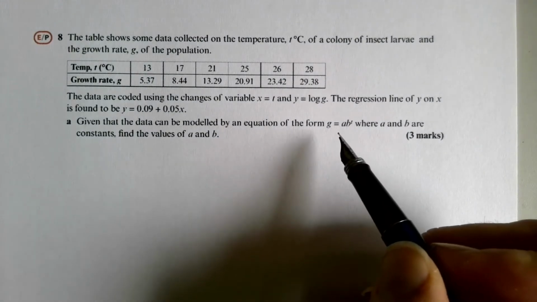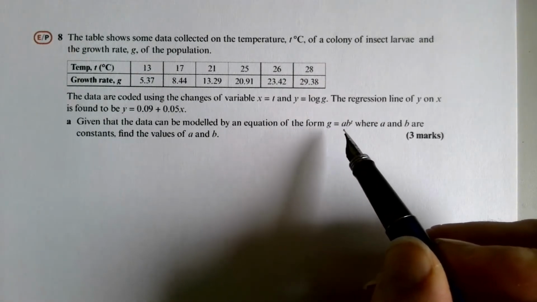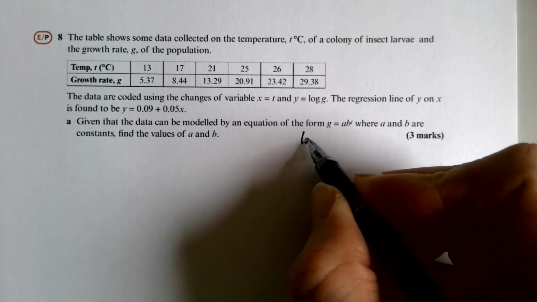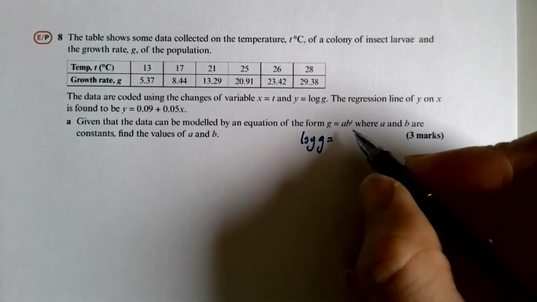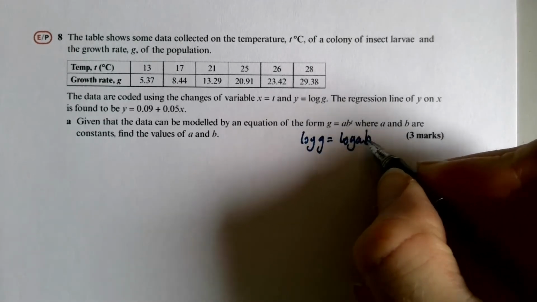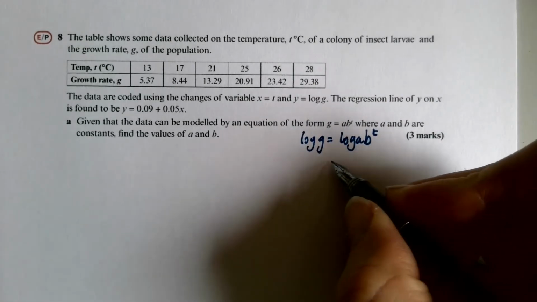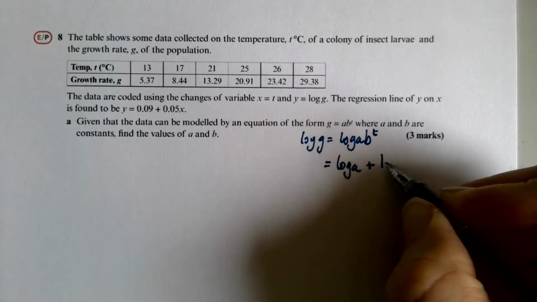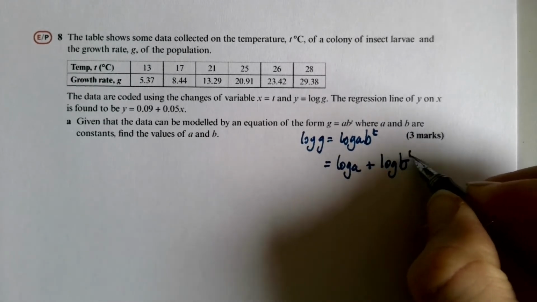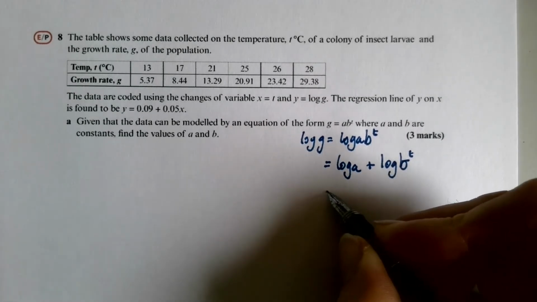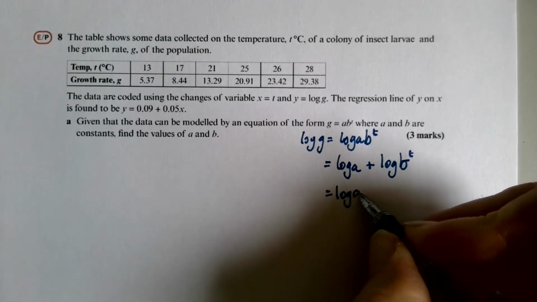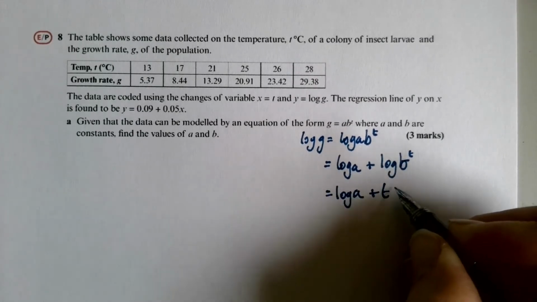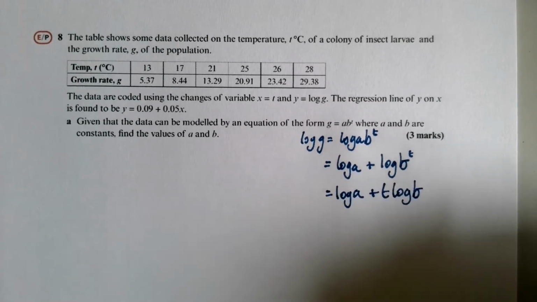It says, given that the data can be modelled by an equation in the form, that's where I would start. I know I'm going to have to take the log of both sides. So that's going to give me log g is equal to log ab to the power t, and then the multiplicative law would give me log a plus log b to the power t. Then the product rule means that's going to give me t many of these log b's, so t log b.